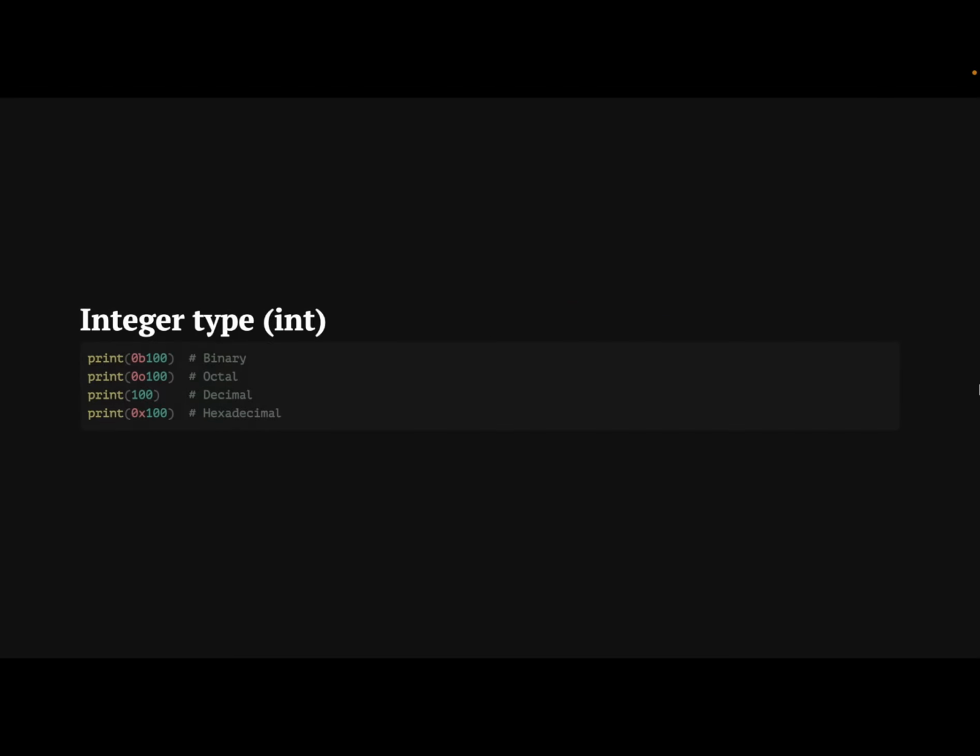Integer types. Python can handle integer types of any size and supports binary, octal, decimal, and hexadecimal. For example, 0b100 converted to decimal is 4. Octal, for example, 0o100 converted to decimal is 64. Decimal 100, and hexadecimal 0x100 converted to decimal notation is 256. You can run the code below to see what the output is.